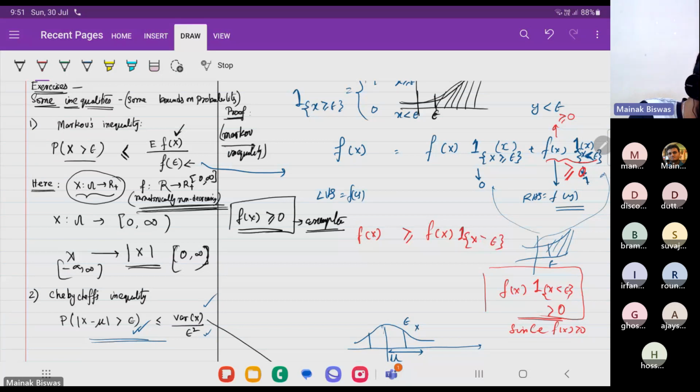Or sorry, greater than epsilon. I'm cutting this part out, so I'm removing a positive quantity. If I remove a non-negative quantity, your right hand side will become less weighty. It will lose its weight. So you will have a lesser than or equal to sign instead of equal to. Yes or no?